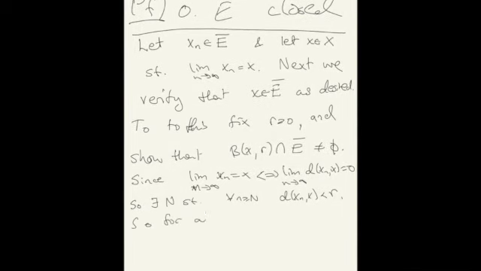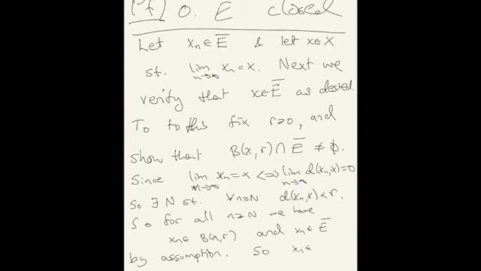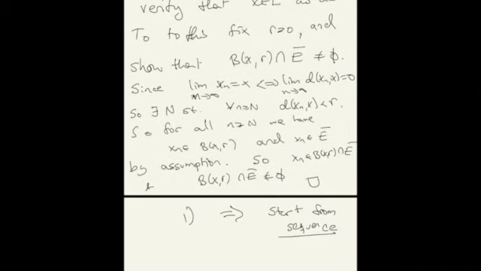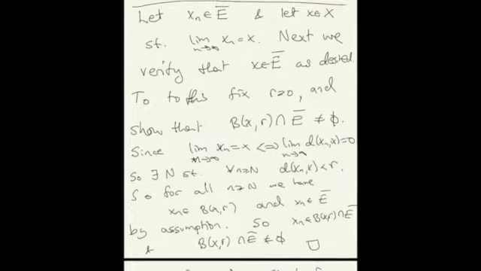So for all n greater than or equal to N, we have Xn in B(X, R), because that consists of the points that are within that distance, and Xn in E bar by assumption. So Xn is in the intersection because it lies in both, and therefore the intersection, because it has a point, is non-empty. We're done with the first part. Okay, so this set is indeed closed.